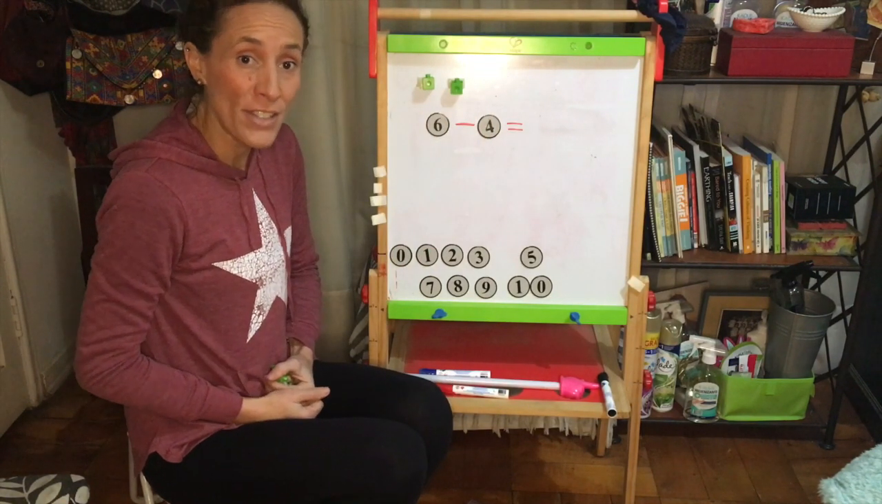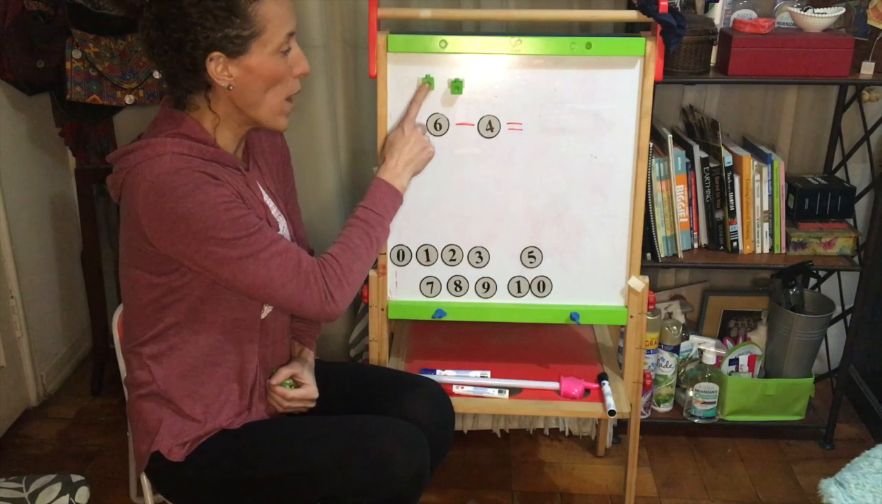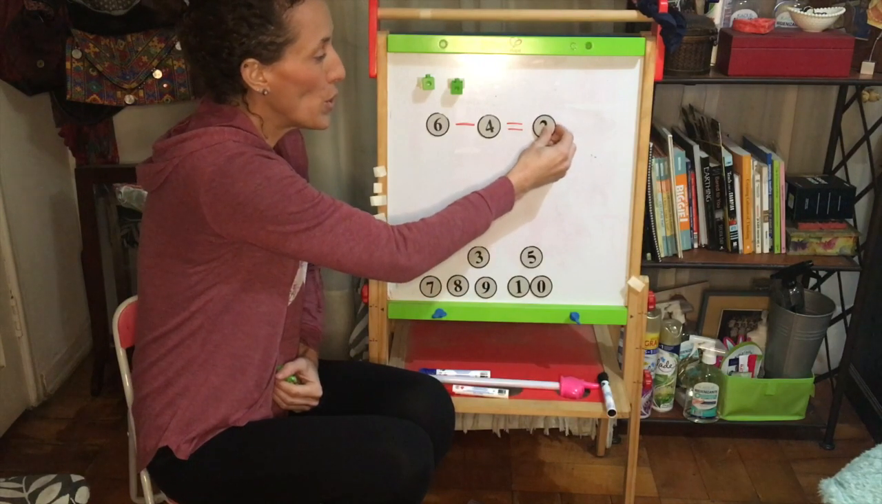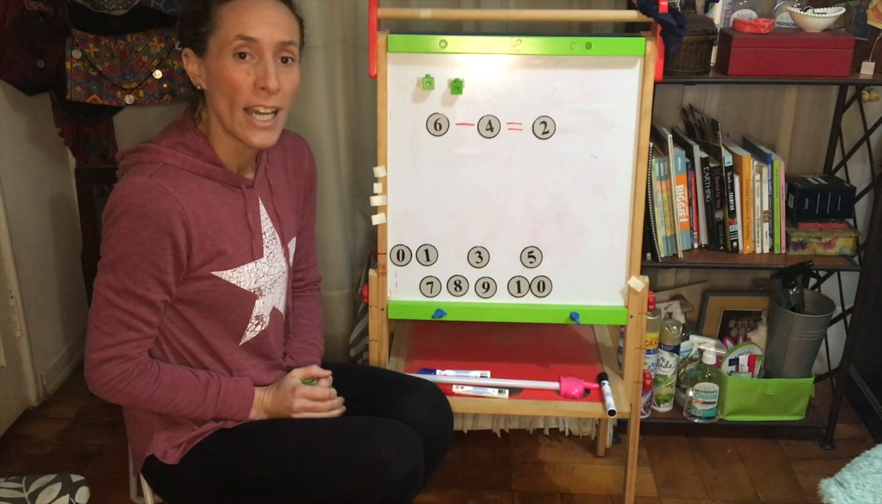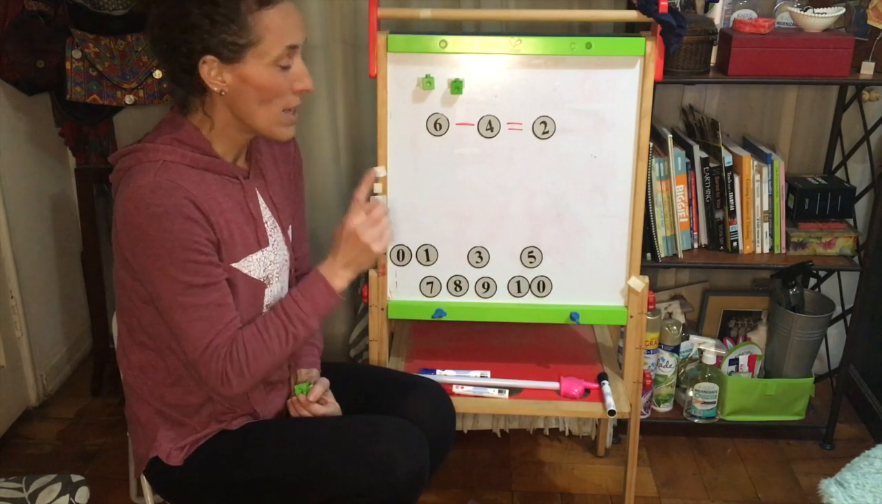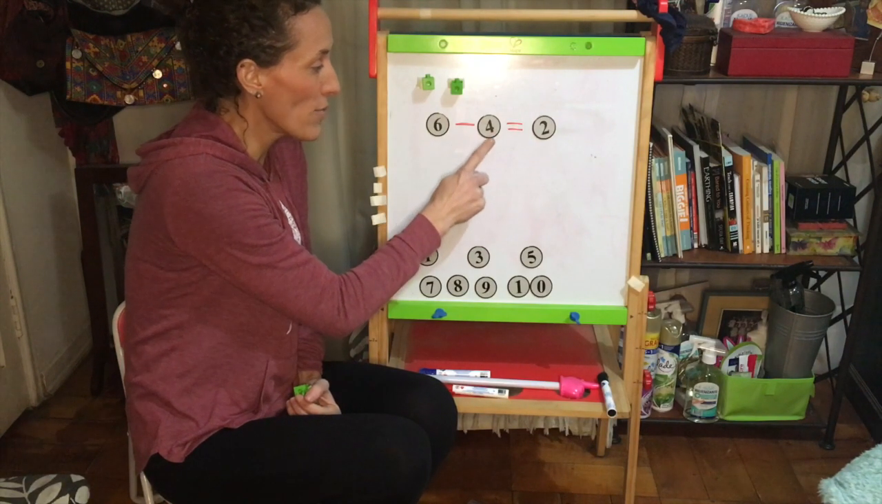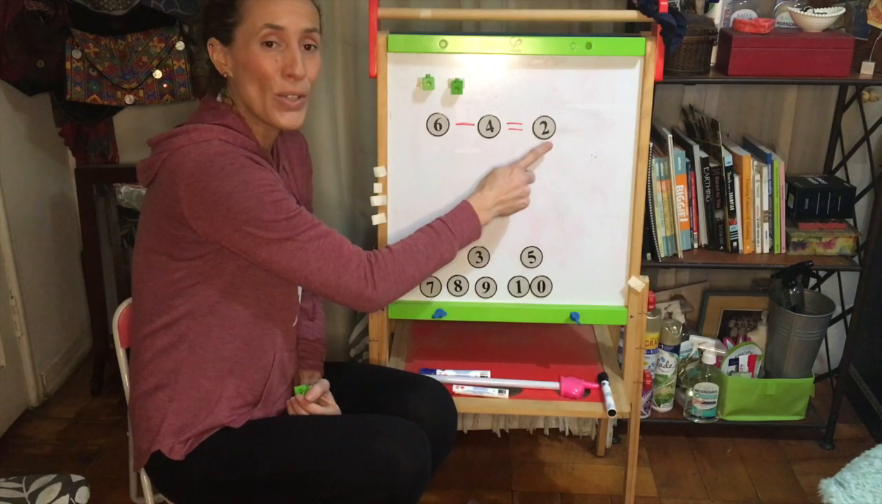How many are left? Let's count them. 1, 2. So, 2 are left. So how do we read this subtraction equation? 6 minus 4 equals 2.